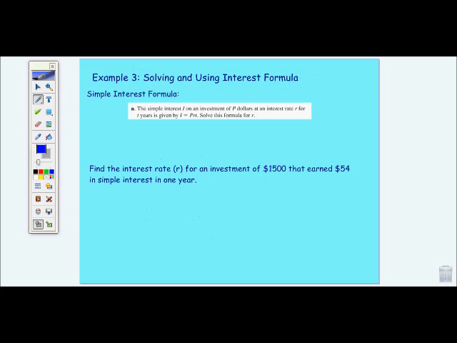Example 3 is using the simple interest formula. The simple interest formula is that interest equals principal times rate times time. We've used that already this year. Now in this one, I want to find the interest rate, so I want to solve for R.